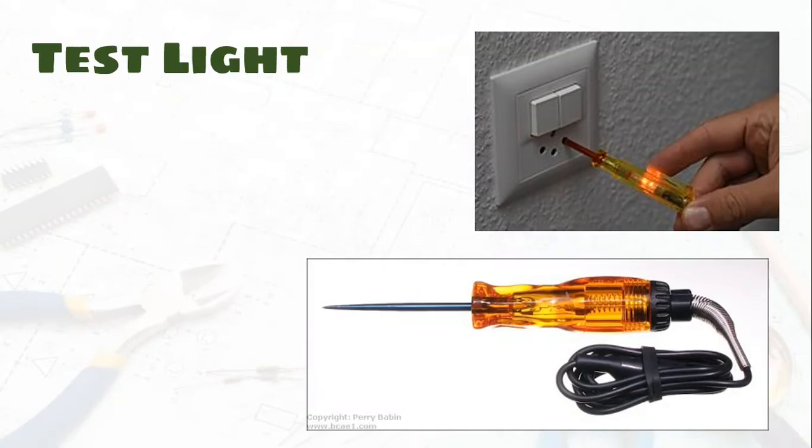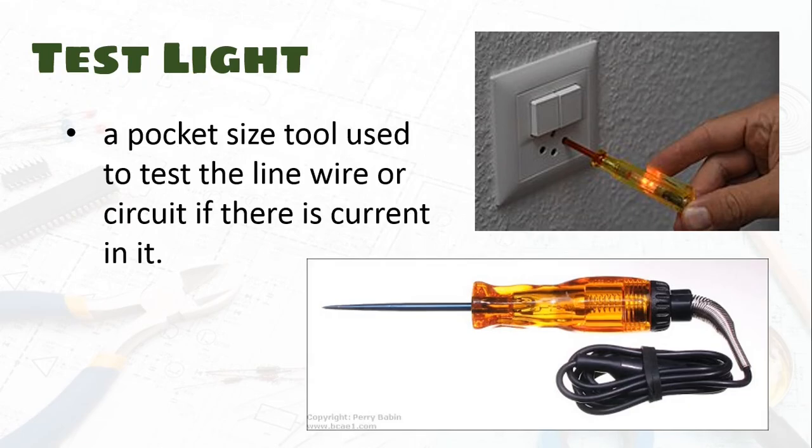So first one, we have the test light. Nakakita na ba kayo ng test light? Yan ang example ng test light. It is a pocket-sized tool used to test the line wire or circuit if there is current in it. Isinusuksok yan mostly sa sockets. Kapag walang current na dumadaloy doon, hindi siya umiilaw. While kapag meron naman, syempre, iilaw siya. Tinitingnan natin kung meron dumadaloy na kuryente doon sa specific na electrical line na yon or wala. So we need to use the test light.